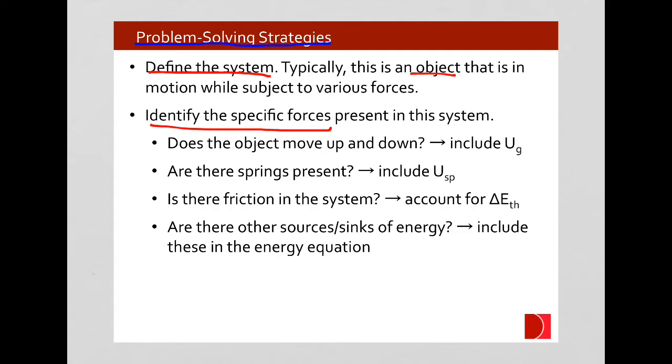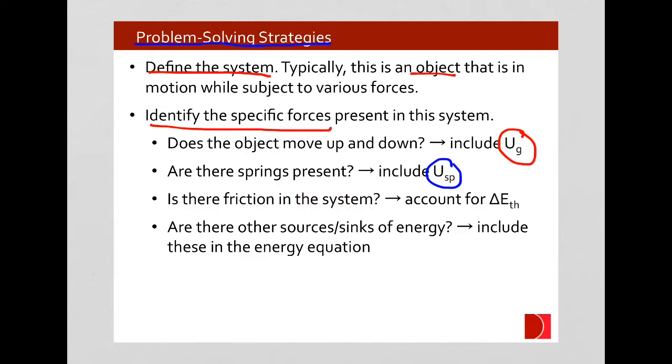And so we have simple questions to ask ourselves. Does the object move up and down? If so, we have to include gravitational potential energy. Are there springs present in the system? If that's the case, we need to include the potential for spring potential energy. If there are no springs, we don't have to consider spring potential energy, because if the springs aren't there, they definitely won't be storing energy.